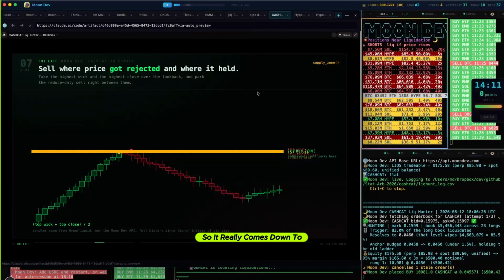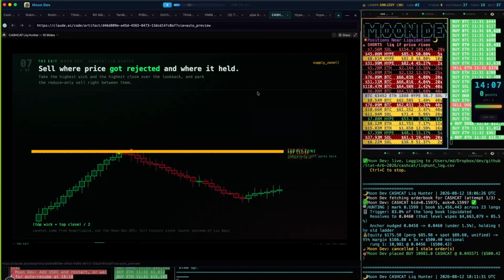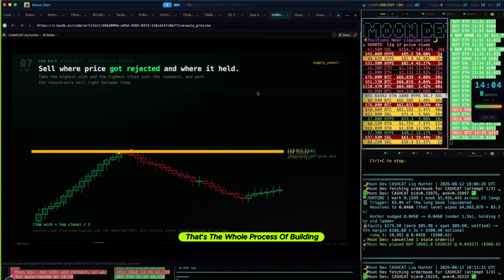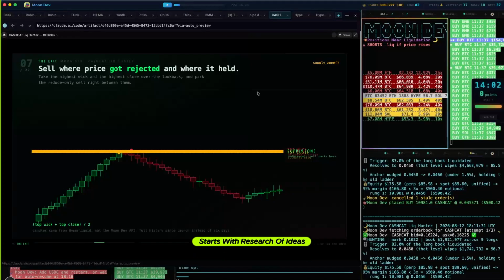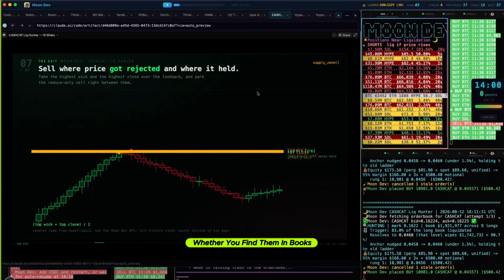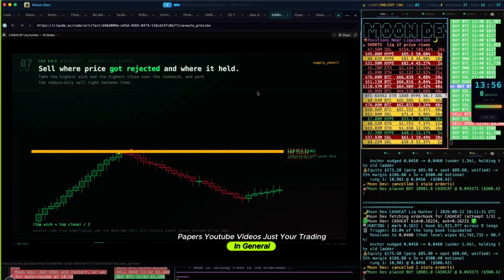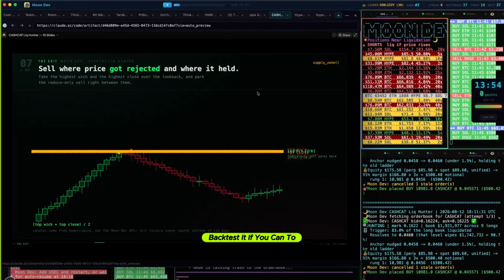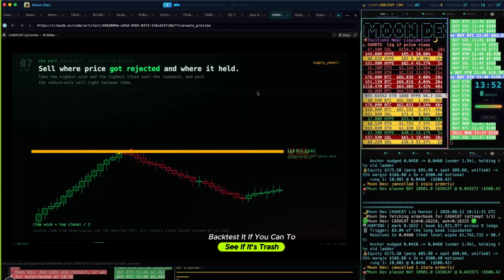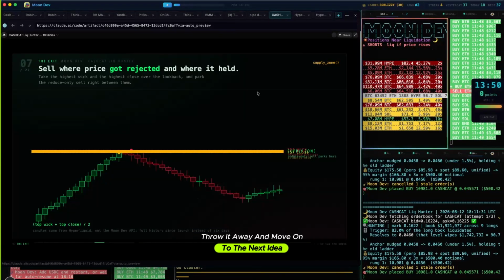profit. So it really comes down to coming up with ideas like this and then automating them to see if they work. That's the whole process of building trading bots. It starts with research of ideas, whether you find them in books, papers, YouTube videos, or just your trading in general. You come up with the idea, backtest it if you can to see if it's trash. If it's trash, throw it away and move on to the next idea.